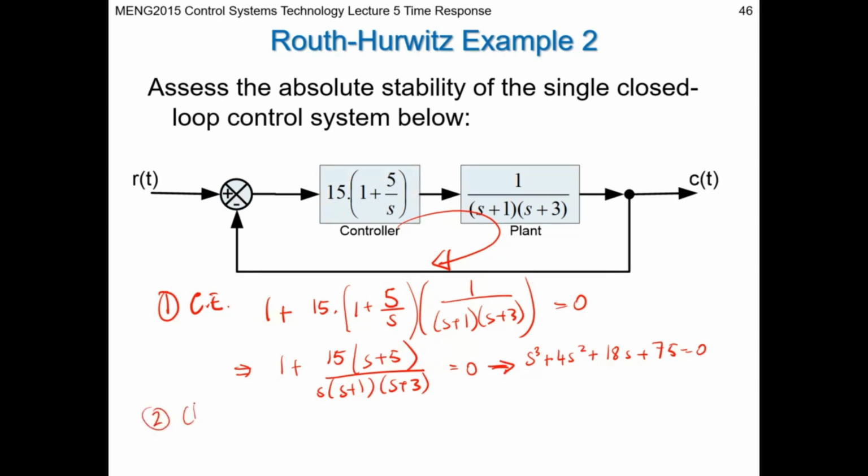So we can perform our checks now. Number 2 checks: all coefficients are present. Yes, we've got a coefficient for each term. It's third order, so we've got a power 3 coefficient, a power 2 coefficient, and a power 1 coefficient in our polynomial characteristic equation. So all coefficients are present, and all coefficients are the same sign.